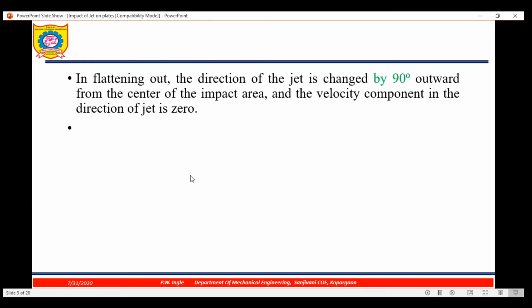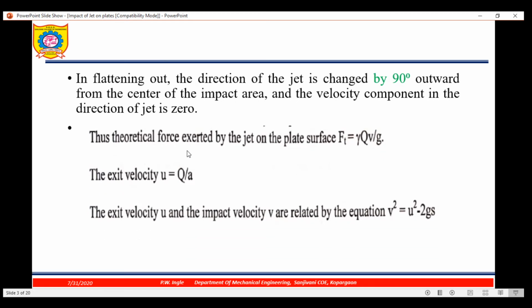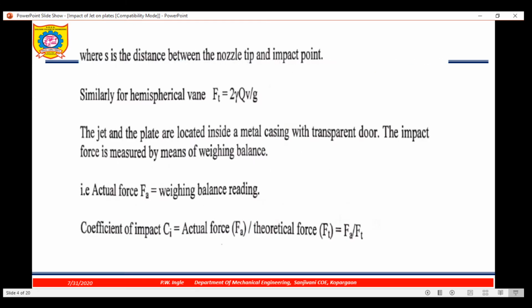Here, for the theoretical force in the case of a flat plate, W is nothing but rho g, so the force is W Q V by g. G will get cancelled out. Q is rho A, sorry, Q is A V, so it is rho A V square. In short, this is the force we have calculated for the very first case, that is impact of jet on a flat plate held perpendicular. Then you can calculate the velocity by using Q by A.